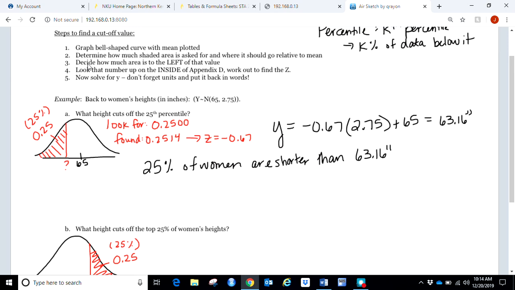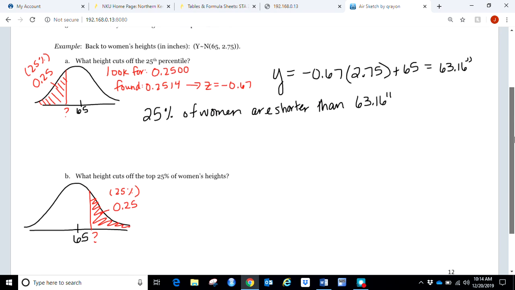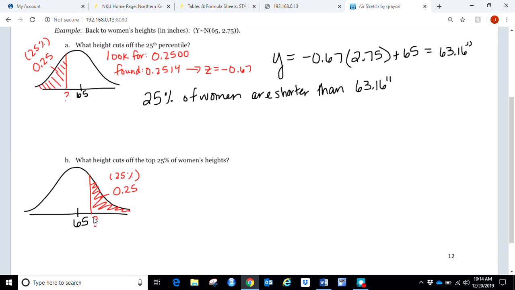This is where step 3 is important. How much area is to the left of that value? Well, here's my value. How much is to the left of it? I don't already have that labeled. But what I know is if there's 25% to the right of it, that means I know that 75%, or 0.75, is going to be to the left of that value.